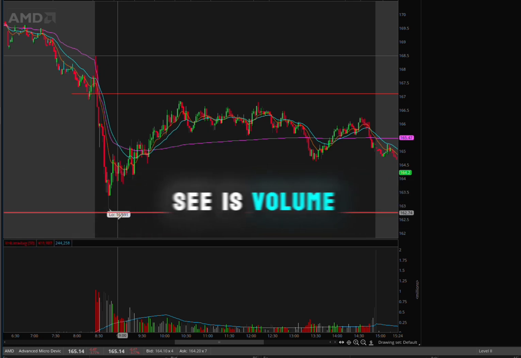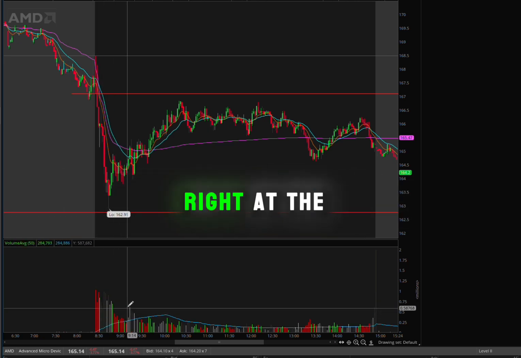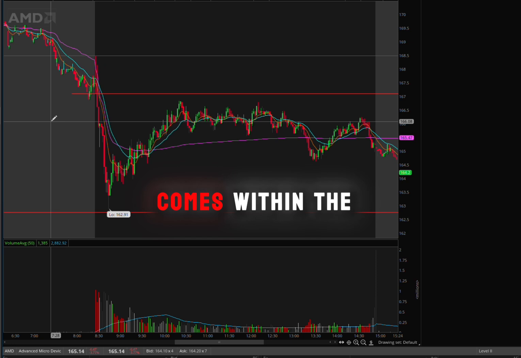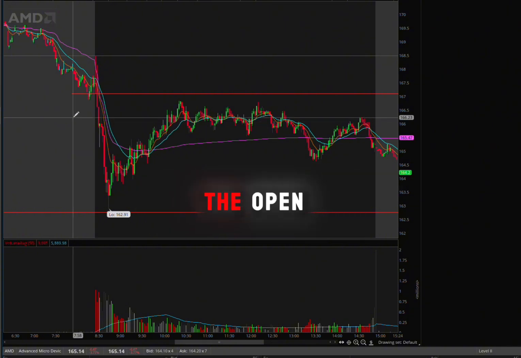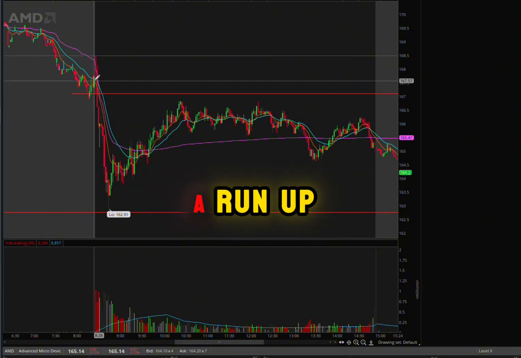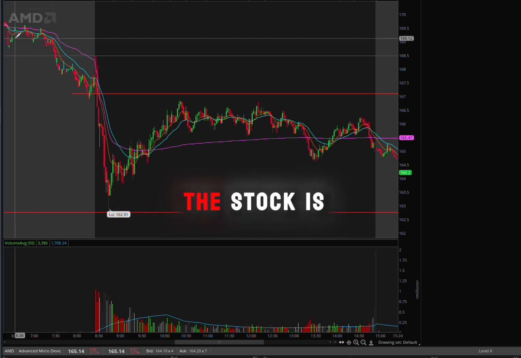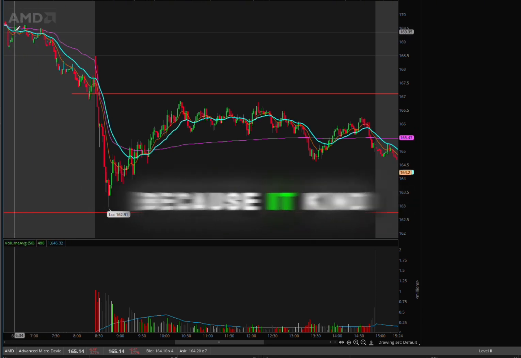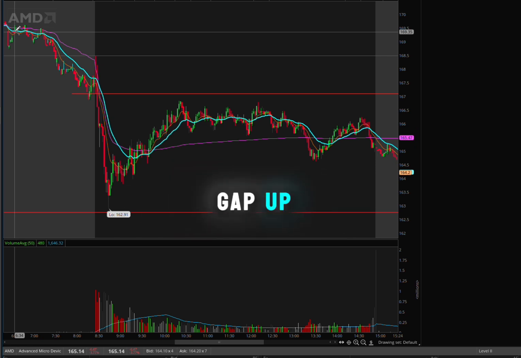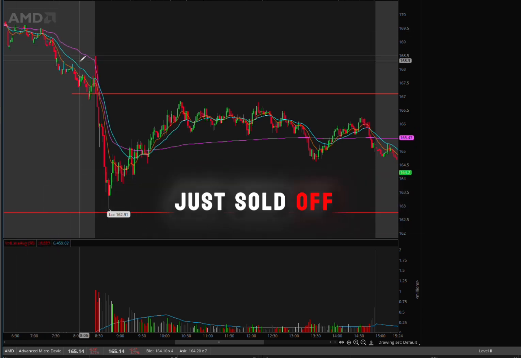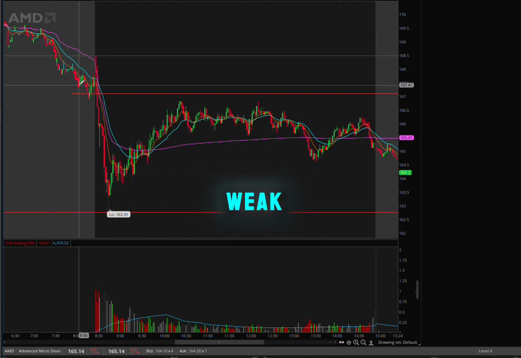But what I want to see is volume right at the open. And this trade comes within the first candle to 5 to 10, 15 minutes of the open. You're going to see a run up right at the open. And first off, you can see the stock is weak because it kind of tried to gap up pre-market and then it just sold off, showing me it's a little bit weak.